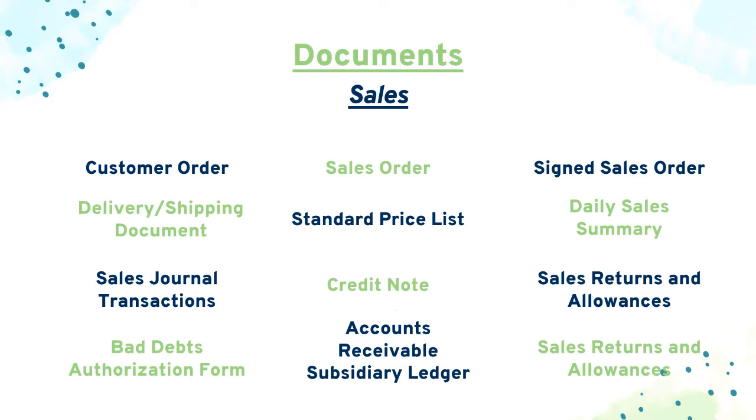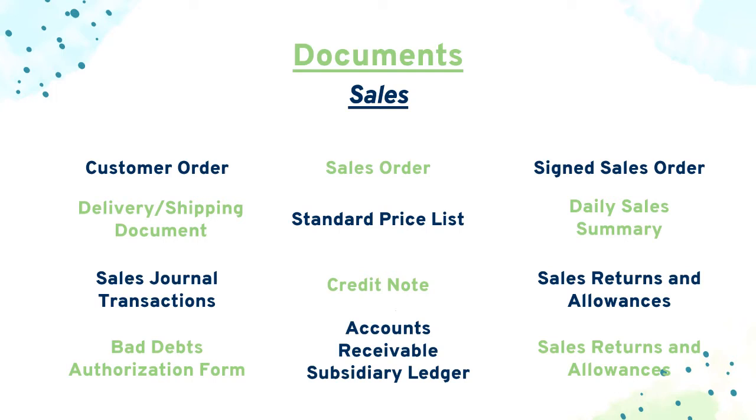After that, we have sales journal transactions. The sales journal transaction is to journalize the sales. Moreover, there is also a credit note. A credit note approves returns and allowances. After that, we have sales returns and allowances. It records entries for returns and allowances if not accommodated in the sales journal.